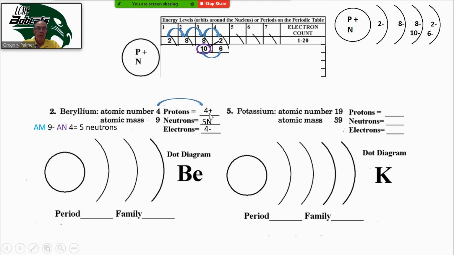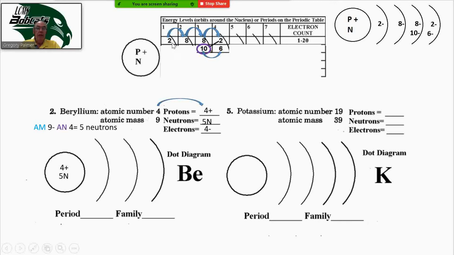We know that protons and neutrons go in the nucleus. So that's the first thing we're going to put in our model of the atom. It's the 4 protons, which are positive, and the 5 neutrons, which are neutral. Then we're going to look up here at our chart. You can look at either one of these, okay?